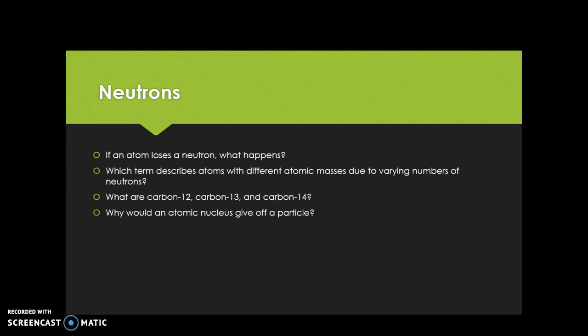If an atom loses a neutron, what happens? What term describes atoms with different atomic masses due to the varying numbers of neutrons? What are carbon 12, carbon 13, and carbon 14? Why would an atomic nucleus give off a particle?